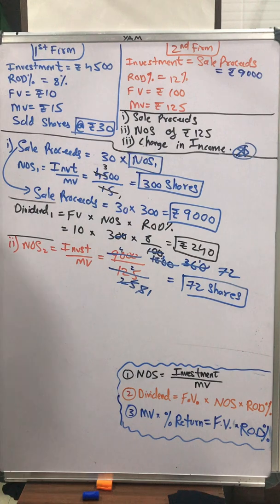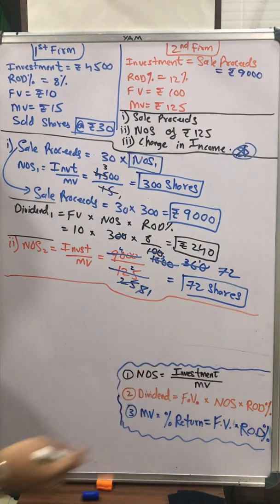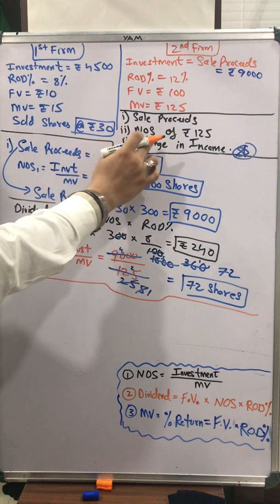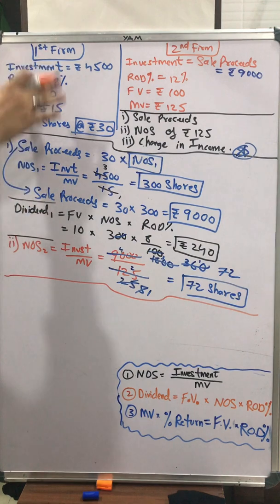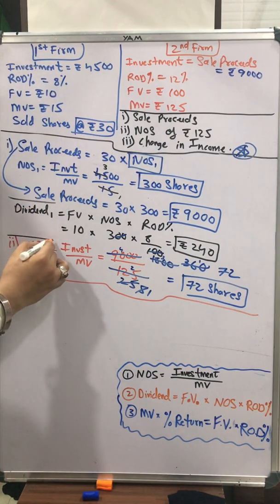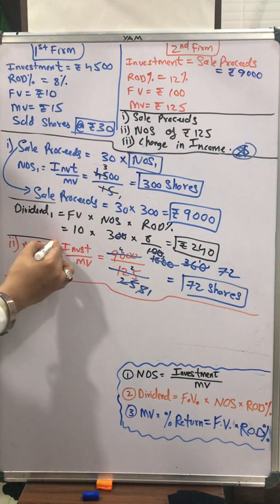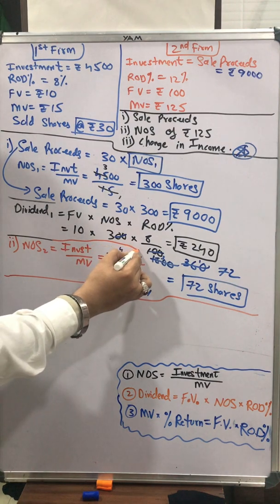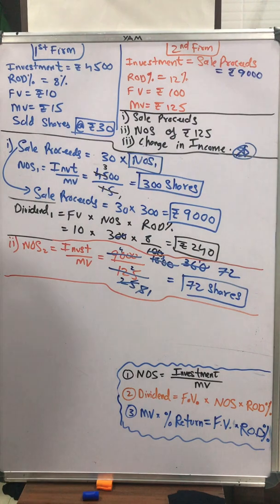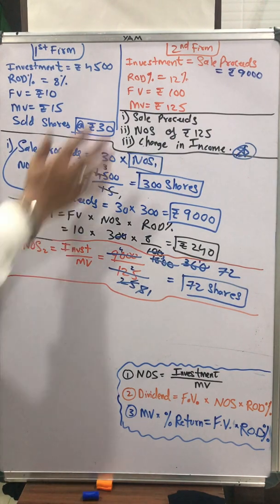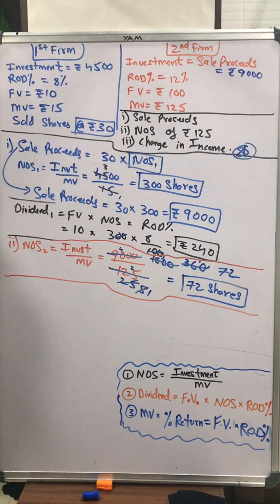Okay. Next, after finding this, the third sub question, we need to find the change. So as we had calculated dividend in the first case, now in the second case also we need to find out the dividend. So now I'm finding out the dividend the second firm he received. Okay, dividend for the second firm.